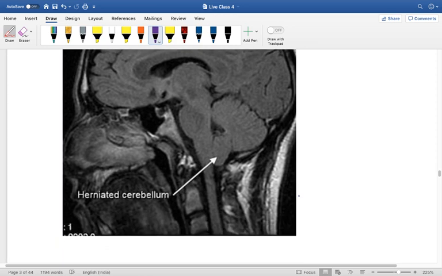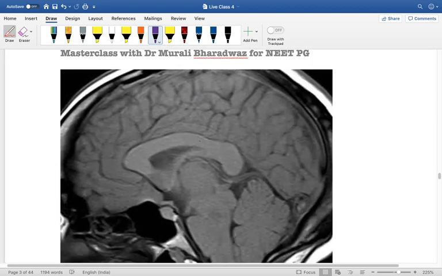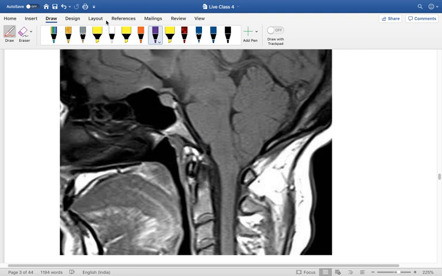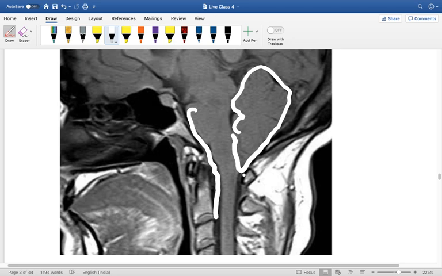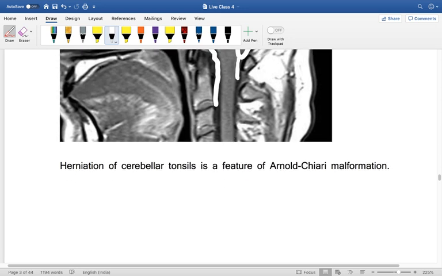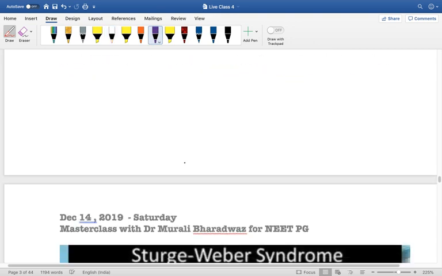Now, doctor, what you are able to see here? Herniated cerebellum. Tell me, in which condition do you get that? The cerebellum has undergone herniation. It is compressing the brainstem, doctor. So it has undergone herniation. It is the feature of Arnold-Chiari malformation. That's what you should remember.